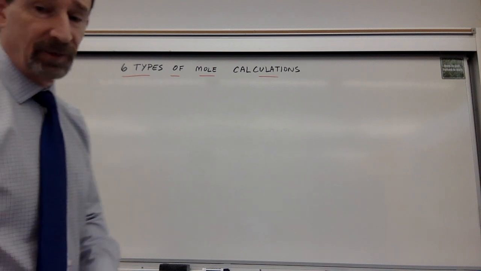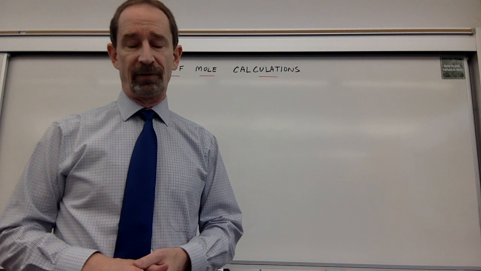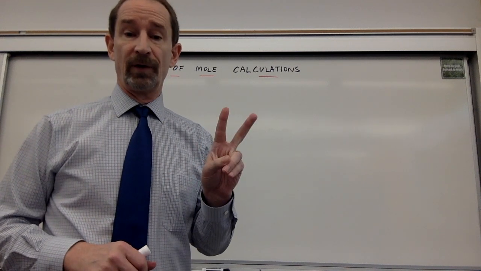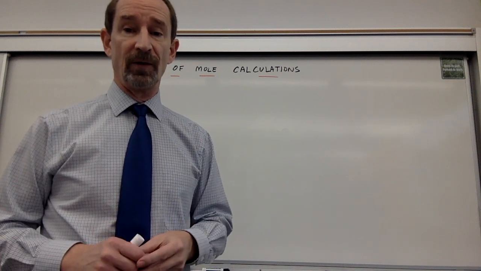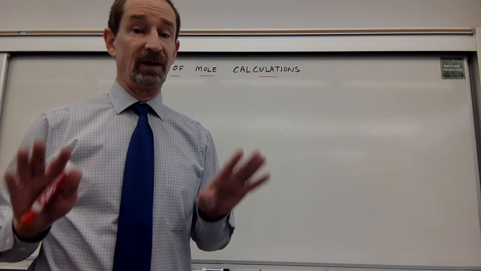Now, if you're taking chemistry, you've probably seen some mole calculations. You may have seen dozens of different kinds. Here's what I want to show you today. There really only are two. There's only two kinds of mole calculations you need to worry about: the one that uses Avogadro's number and the one that uses molecular weight. That's it. Keep it simple.